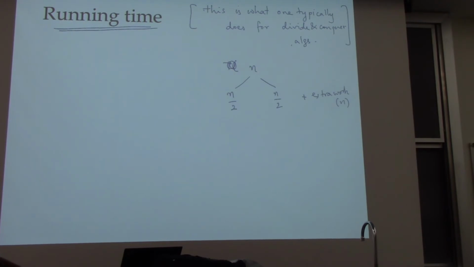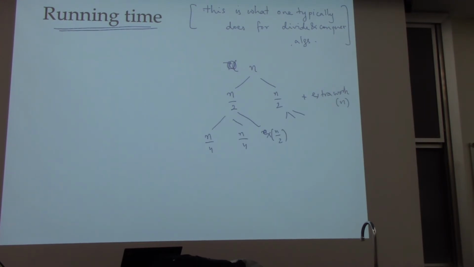Right? And now this one, you're saying, okay, so now we solve two problems of size n by 4, n by 4. Here also there's an extra work, right? But this is now n by 2. Okay, so extra work n by 2, and so on. Right? So this is fine. You can write down. And now what would you do to analyze the final running time?